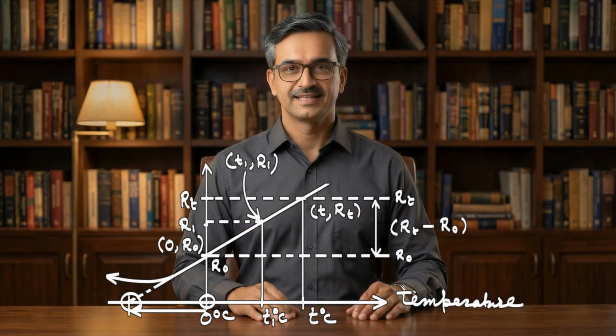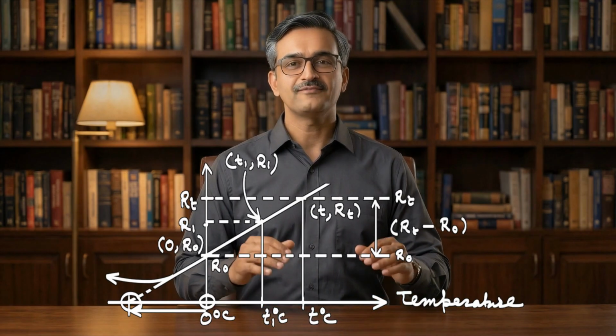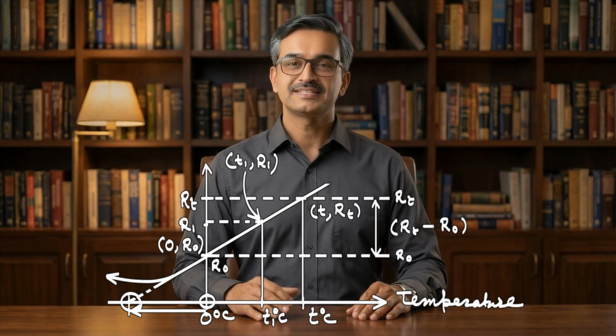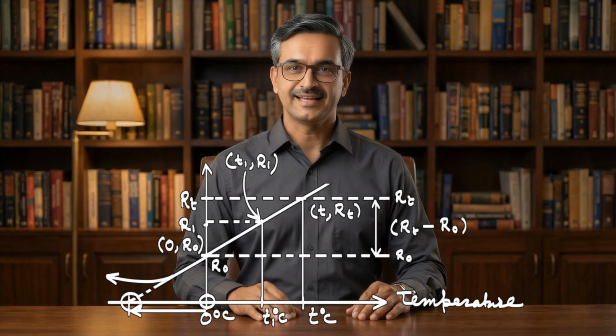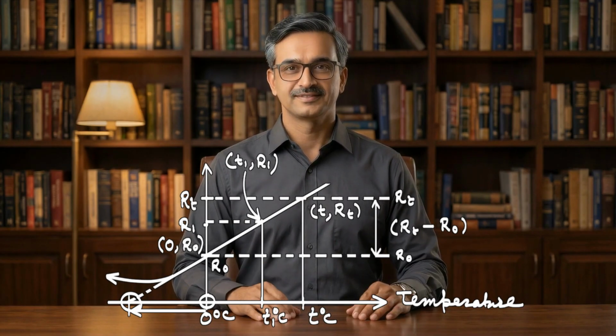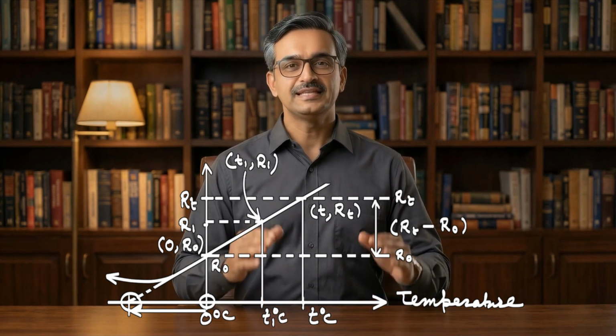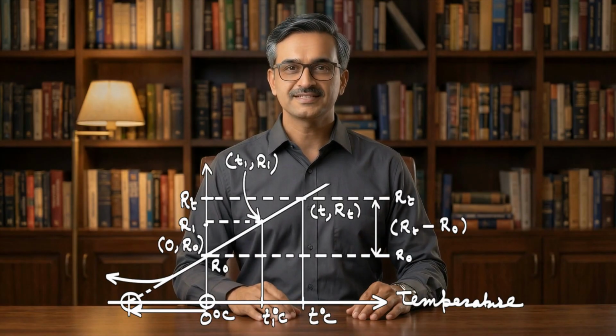Suppose at 0 degree centigrade, a conductor has a resistance of 5 ohms. After increasing the temperature, its resistance becomes 6 ohms. Now take another conductor of the same material. At 0 degree centigrade, its resistance is 10 ohms. After the same temperature rise, its resistance becomes 12 ohms. So what do we observe? We observe that the change in resistance depends on the initial resistance. If the initial resistance is more, the change is also more. So we can say that the change in resistance depends upon the initial resistance of the conductor.